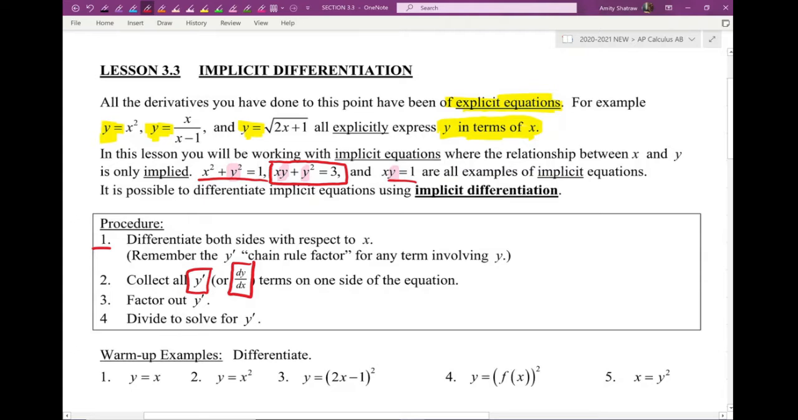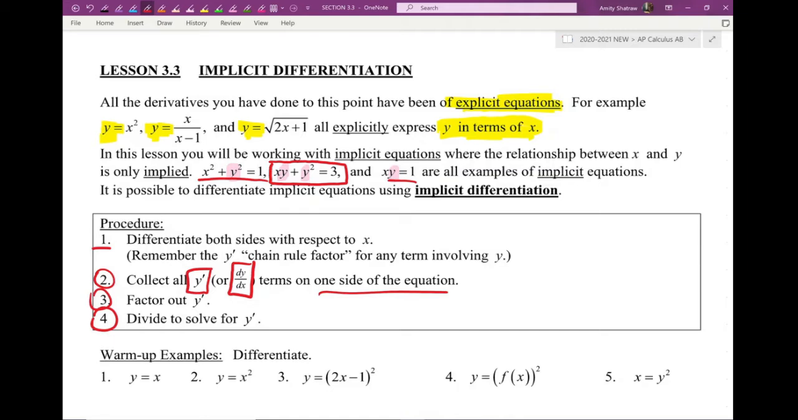We're going to have to collect all of those terms onto one side of the equation, and then we're going to have to factor them, and we're going to have to divide to solve for that. The thing that we're looking for is actually going to be that y prime. That will be our derivative that we can then use in order to find the equation of a tangent line or the slope of a tangent line, the value of the derivative at a particular point.